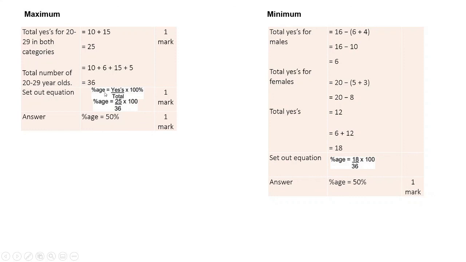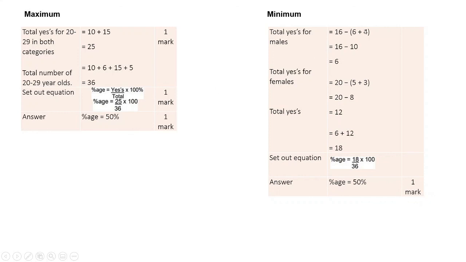Set out of the equation, that's what we're after. So, percentage of their age equals yeses over how many people in total times by 100. So, 25 people said yes in a total of 36 people times by 100 gets you a total of 50%.